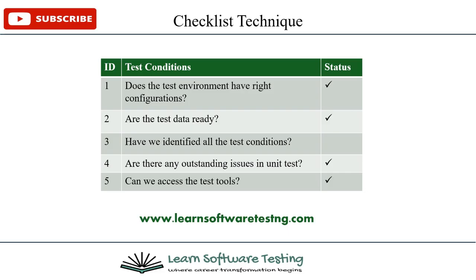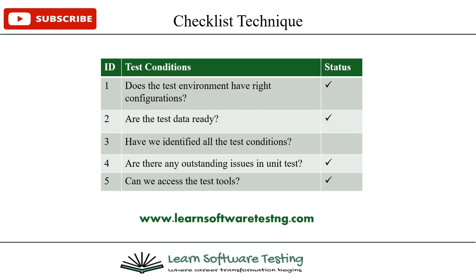And then lastly, can we access the test tool? Again, the testers will check, do we have access to the test tool? The automation scripts, are they set up? Is the framework set up? Can we access it? If that is the case, they'll put a check next to it. So basically, this is an example of what a checklist technique looks like.